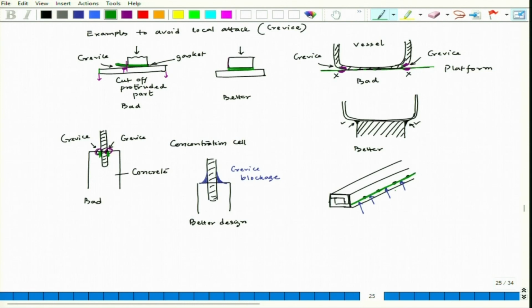So, the green part, which means bad design, is spot welding, and better is continuous welding. So, these are a couple of examples related to design or aspects related to geometry. So, you are actually avoiding crevice.